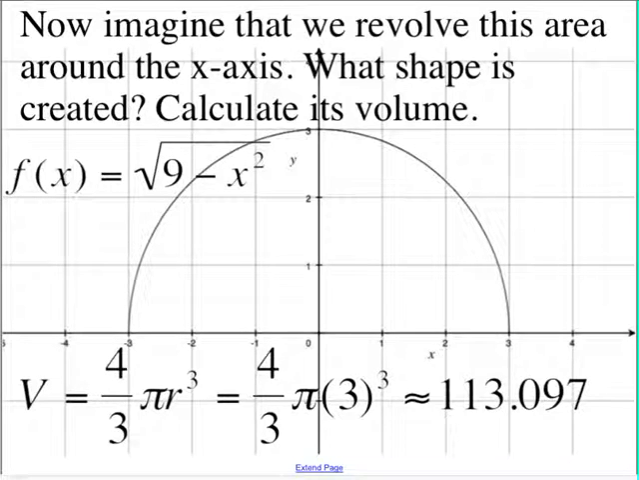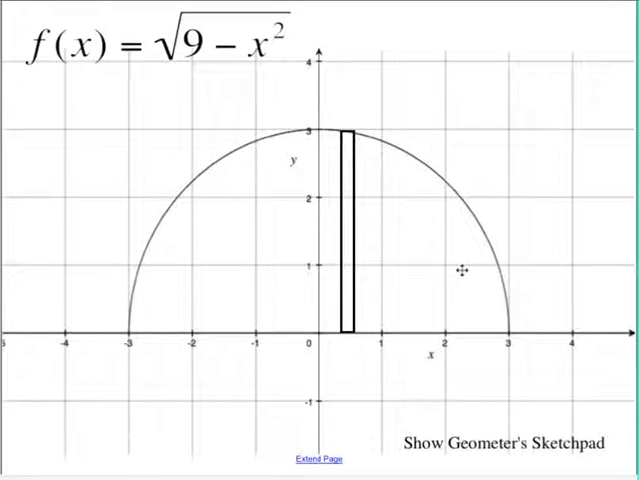And so take a look at this picture. So it's still our semicircle example. I've drawn a rectangular strip in here because area has always been the sum of all the infinite number of rectangles going from your limits of integration. Think about revolving this rectangle around the x-axis. What three-dimensional object is created?